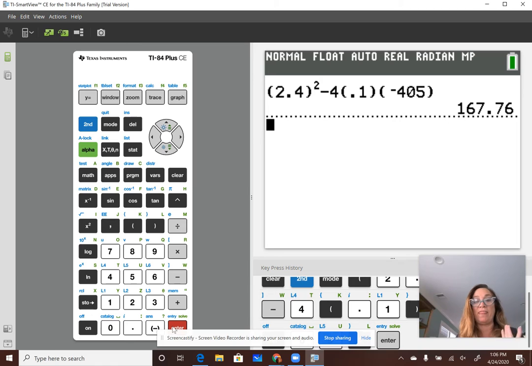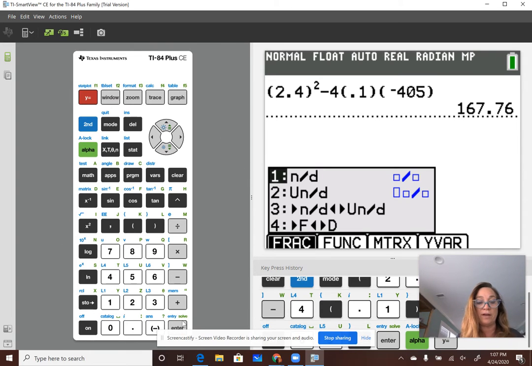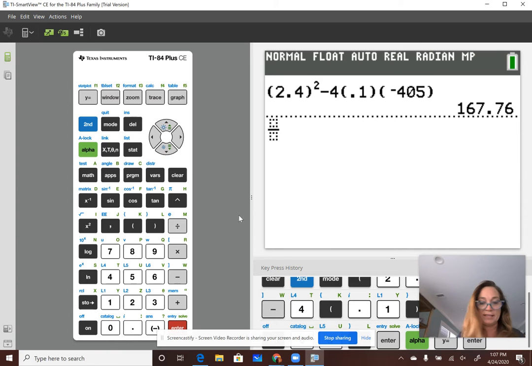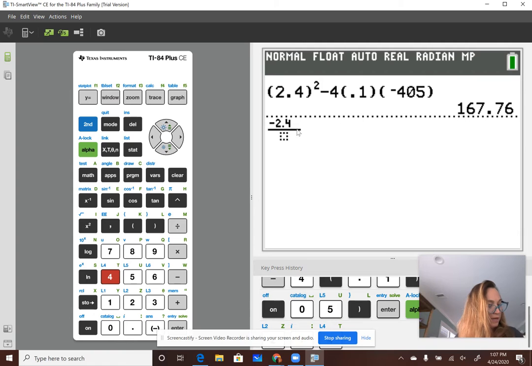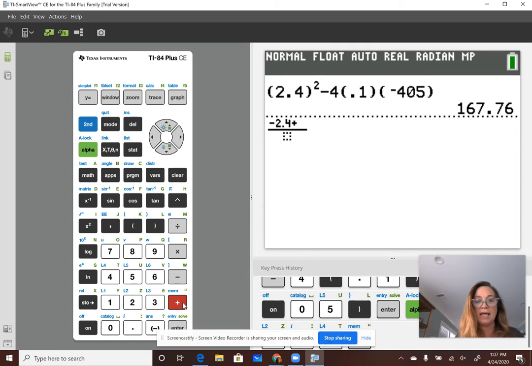Okay, so that is underneath my radical. Okay, but it's not going to give me a non-real answer. So I can still get an answer. There's probably going to be some rounding involved. All right, so now I'm going to enter this whole thing, alpha y equals, because I want to do a fraction, and it's negative 2.4. Let me make sure, yeah, that's a negative 2.4. And I'm going to do plus first because I know that will give me a positive answer.